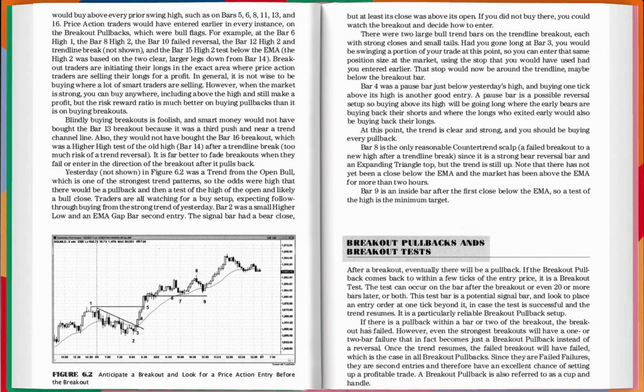Once the trend resumes, the failed breakout will have failed, which is the case in all breakout pullbacks. Since they are failed failures, they are second entries and therefore have an excellent chance of setting up a profitable trade. A breakout pullback is also referred to as a cup and handle.